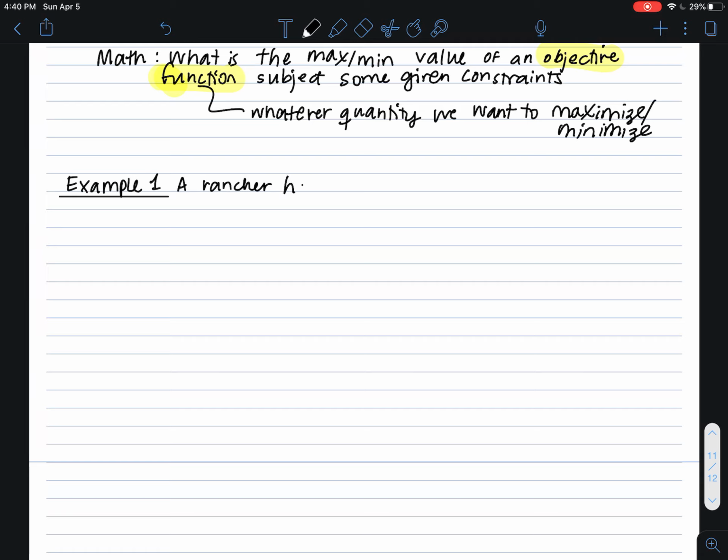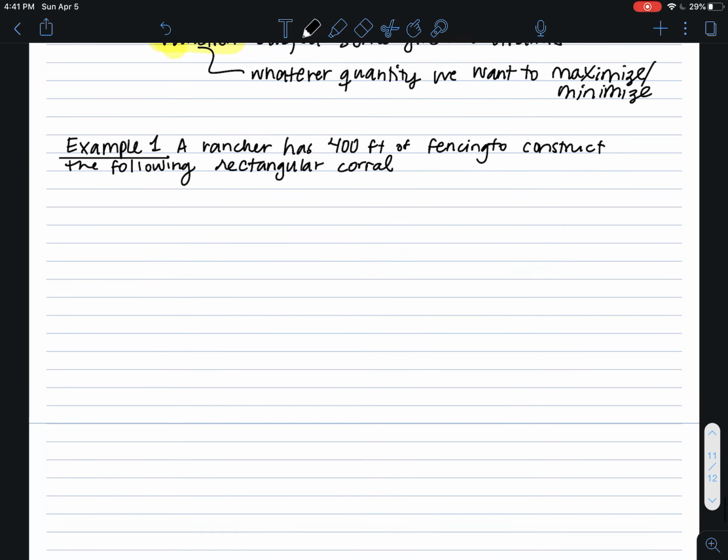For this one, we are going to have a rancher who has 400 feet of fencing with which to construct the following rectangular corral. That's dumb grammar. Anyway.